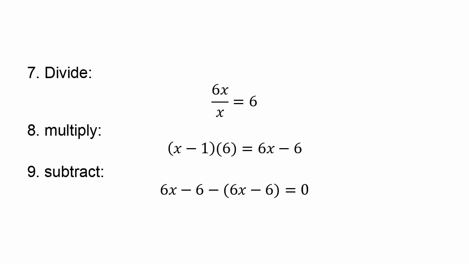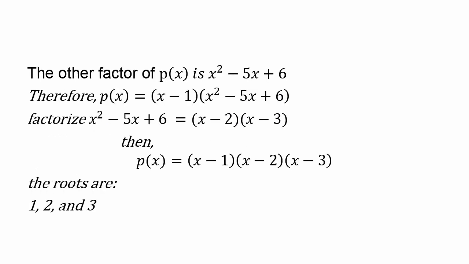7. Divide 6x by x to get 6. 8. Multiply x minus 1 by 6 to get 6x minus 6 and subtract: 6x minus 6 minus open bracket 6x minus 6 close bracket is equal to 0. The other factor of p of x is x squared minus 5x plus 6.